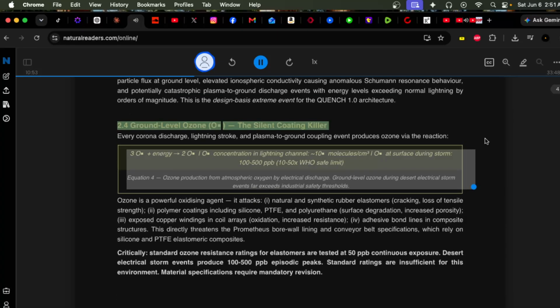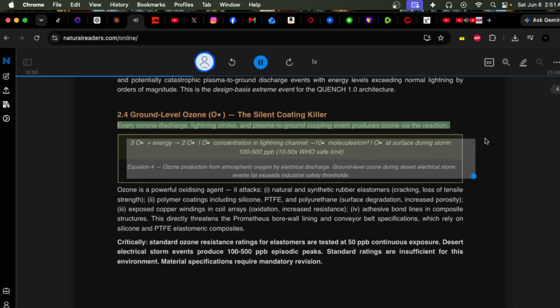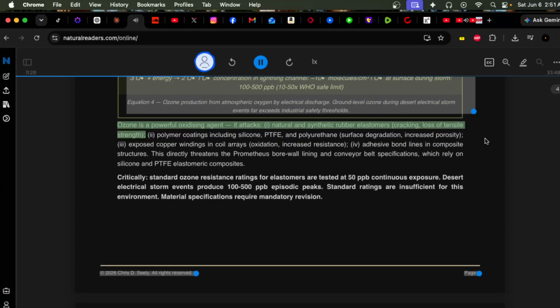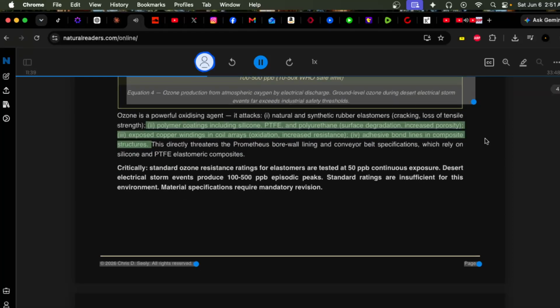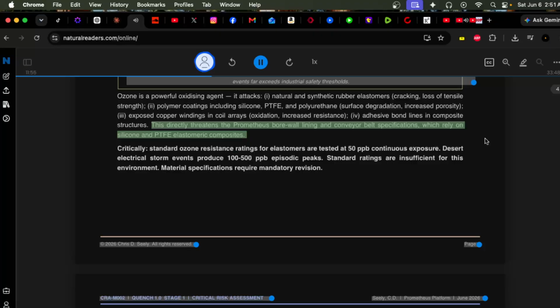2.4 Ground-level ozone, the silent coating killer. Every corona discharge, lightning stroke, and plasma-to-ground coupling event produces ozone via the reaction. Ozone is a powerful oxidizing agent. It attacks natural and synthetic rubber elastomers, polymer coatings including silicone, PTFE, and polyurethane, exposed copper windings in coil arrays, and adhesive bond lines in composite structures. This directly threatens the Prometheus bore wall lining and conveyor belt specifications, which rely on silicone and PTFE elastomeric composites.